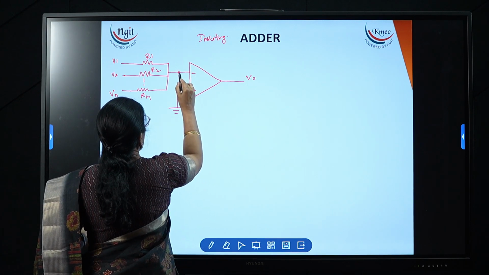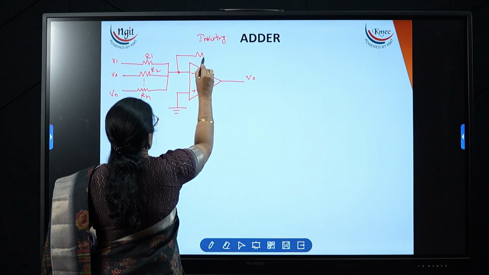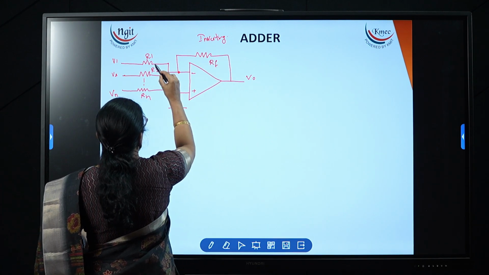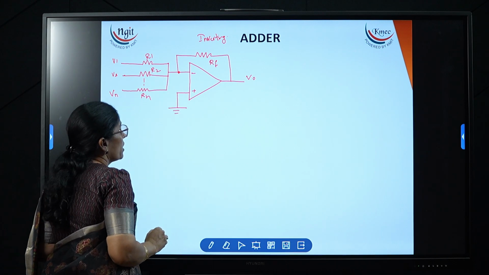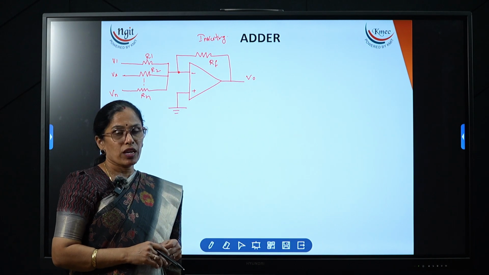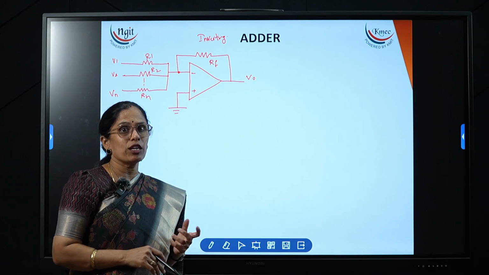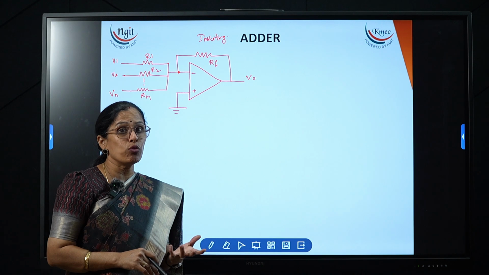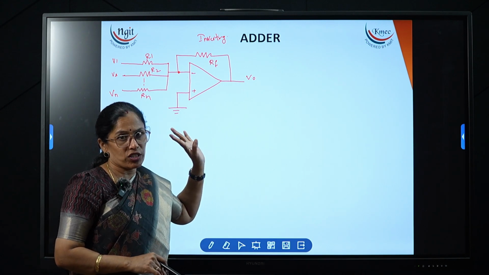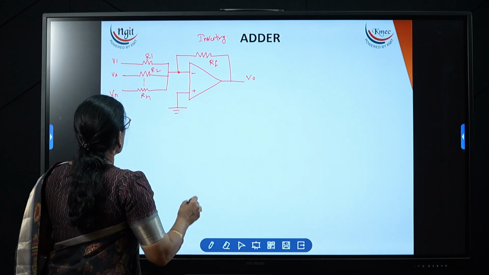And feedback I need to apply from the output to the negative terminal. This I am taking as RF, and here R1, R2 and so on Rn. Now here we need to calculate the output voltage. In the adder we are trying to calculate the output voltage, and we are trying to prove that the output voltage is equal to the sum of all input voltages.